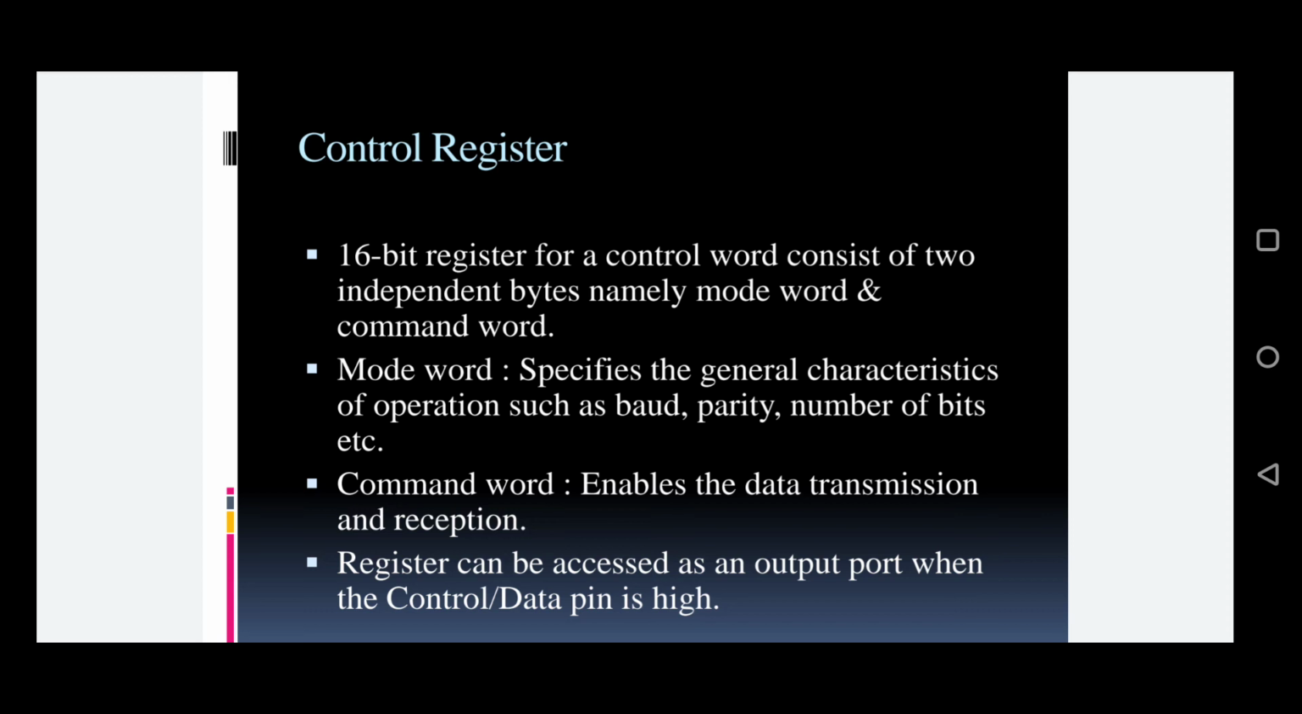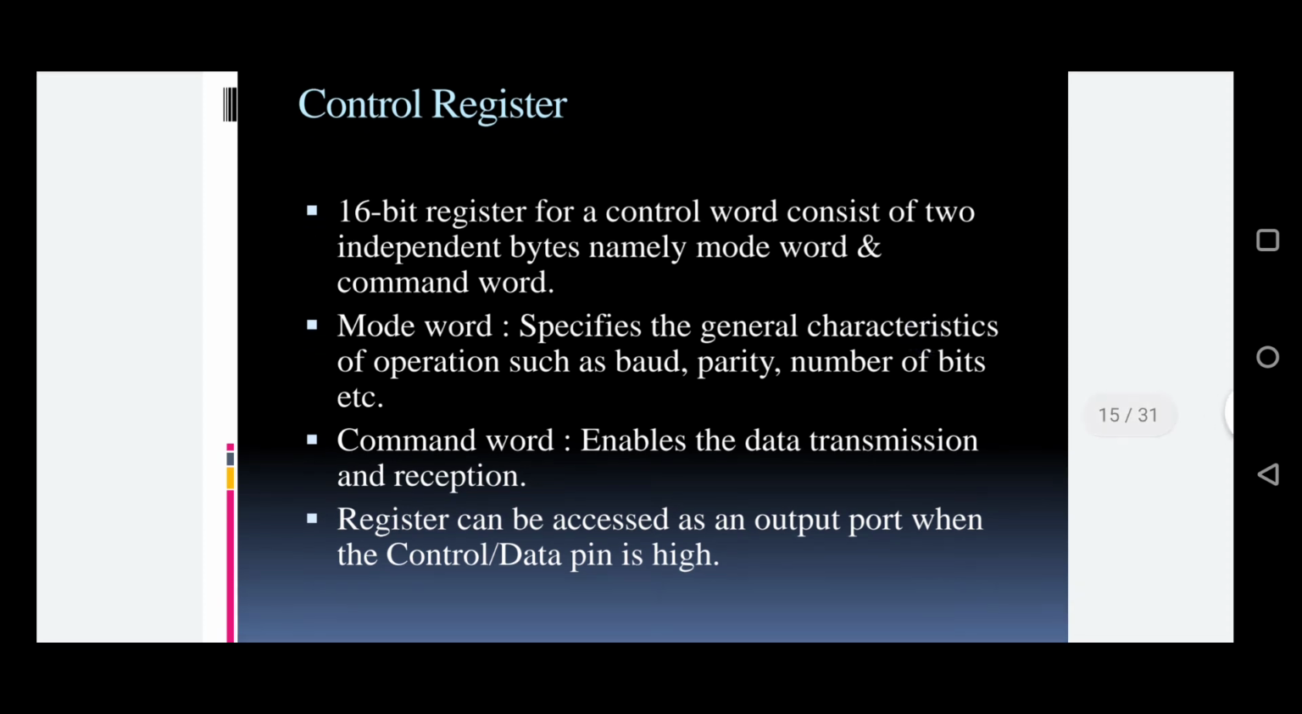Here we are going to discuss two different types of word: the mode word and the command word. The mode word specifies the general characteristics of the operation, such as baud value, parity value and number of bits. The command word will enable the data transmission and the reception.